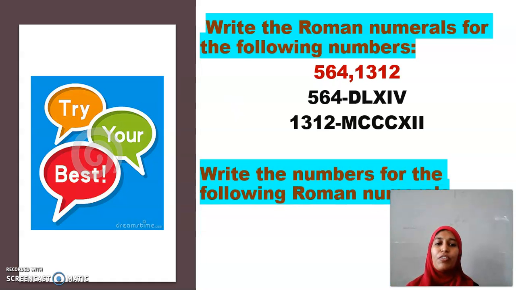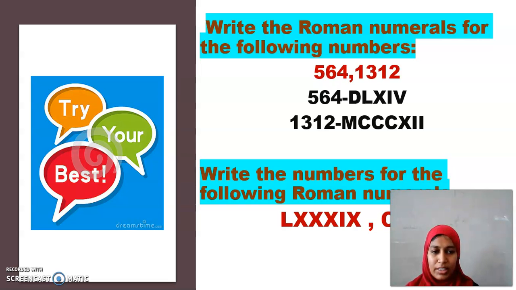Okay, now next question for you. Write the numbers for the following Roman numerals. Now you have to write Indo-Arabic numbers. First question is LXXXIX. Hope you got the answer. Second question is CCCI. Have you written the answer, my dear children?